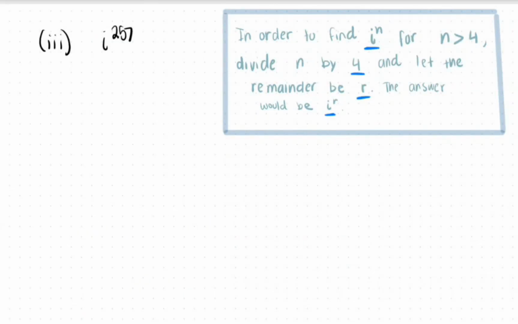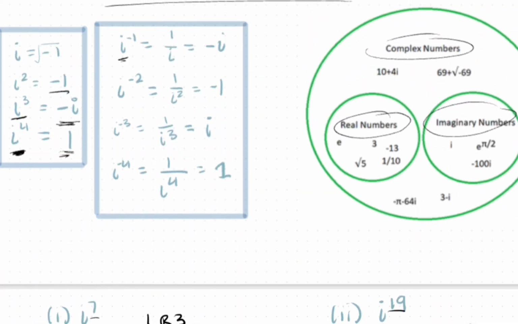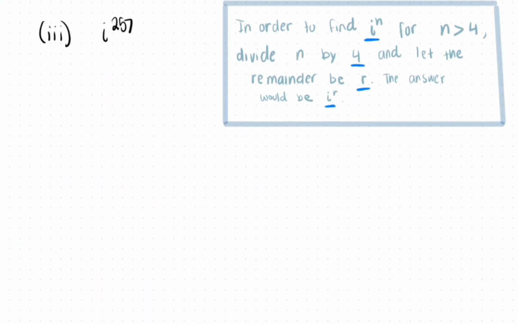Alright, so the basic formula, I don't know how you want to call it, to find i to the power of anything is this. So in order to find i to the power of n for when n is greater than 4, the reason I said when n is greater than 4 is because we already know the values when n is equal to 1, 2, 3, and 4. So we technically know that. It's going to be harder when we have, for example, i to the power of 257, which is greater than 4. So when n is greater than 4, divide n by 4 and let the remainder be r. The answer will be i to the power of r.